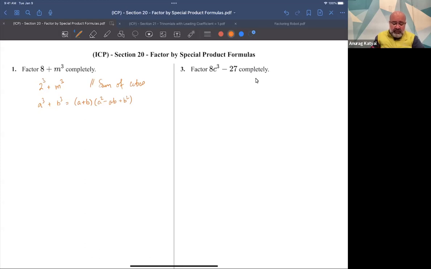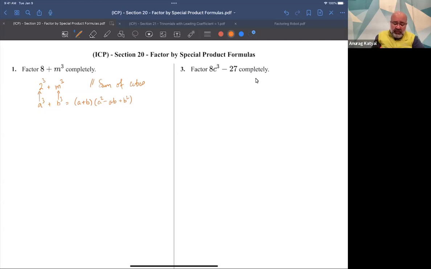Now, knowing the formulas is 1/3 of the battle. Then you have to know what your A is and what your B is. So A is the thing that's being cubed. Well, 2 is the thing that's being cubed. So I know A will be 2. B is the thing being cubed. Well, in this problem, m is being cubed. So B ends up being m.